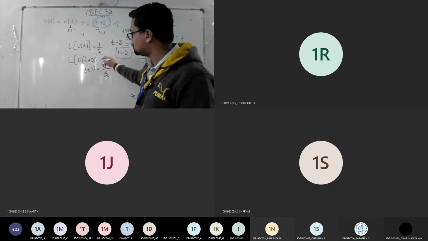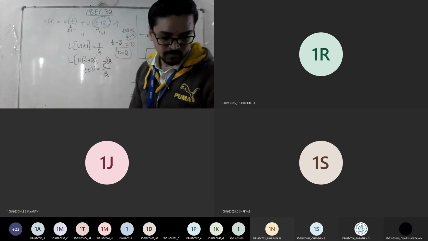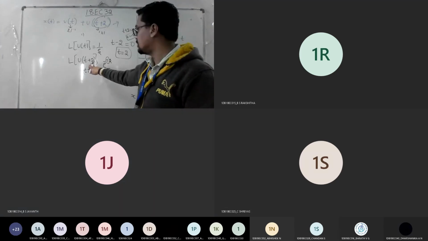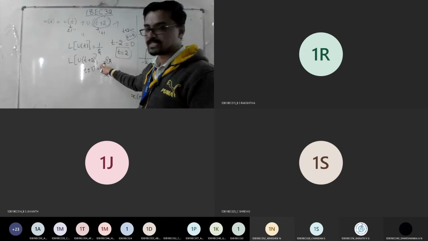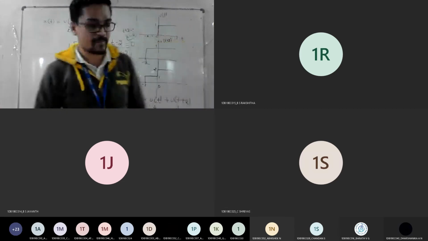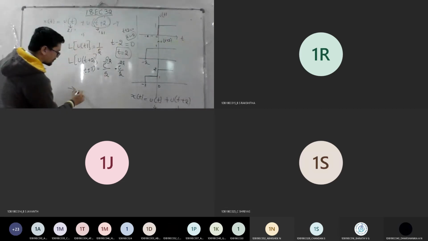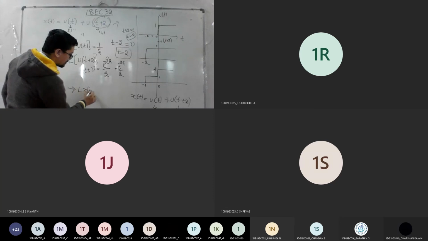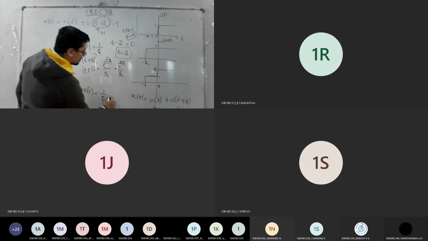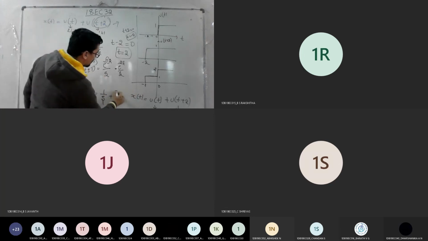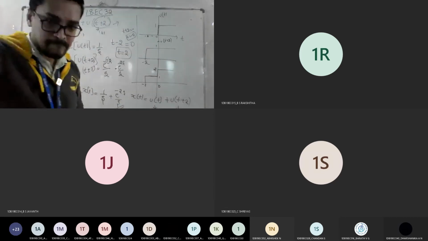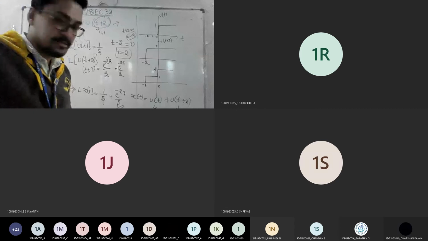So what is t in this problem? What is t in this problem? 2, sir. 2, right? So I should put 2 here. Yes or no? So this becomes e power minus 2s by s. So if you apply the Laplace transform for this, how does it look? Laplace of x of t is equal to Laplace of u of t, which is 1 by s, plus Laplace of u of t plus 2, which we just wrote as e power minus 2s by s. So this is the answer. Am I clear? Am I clear to everyone?